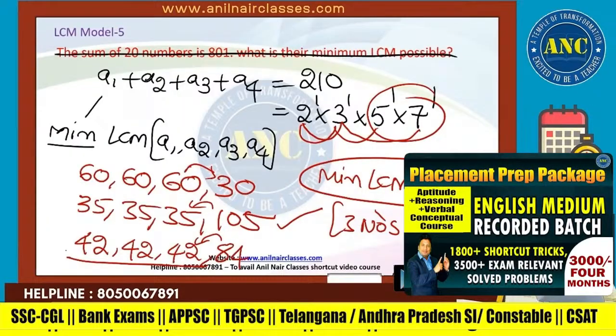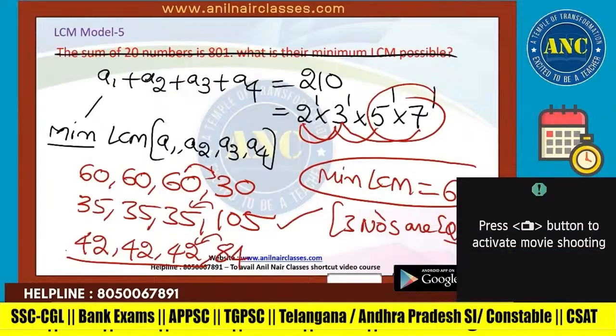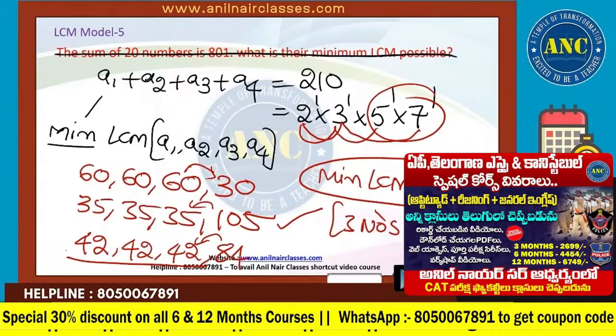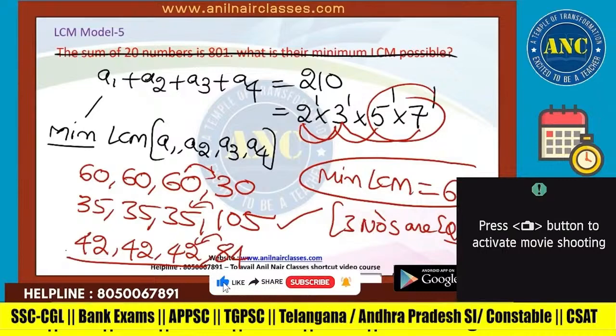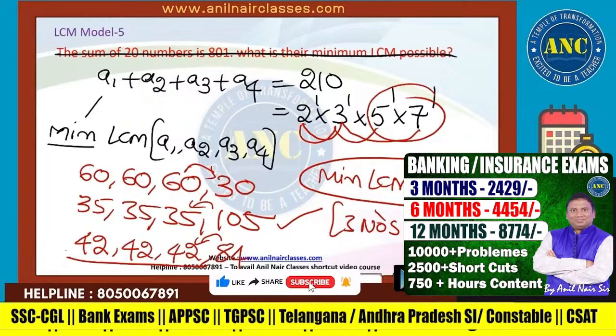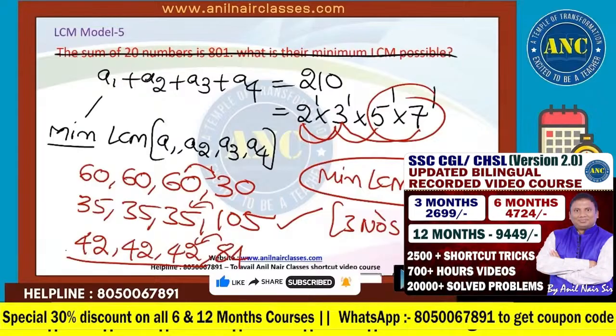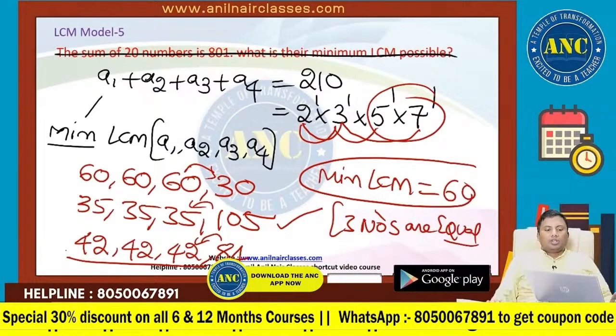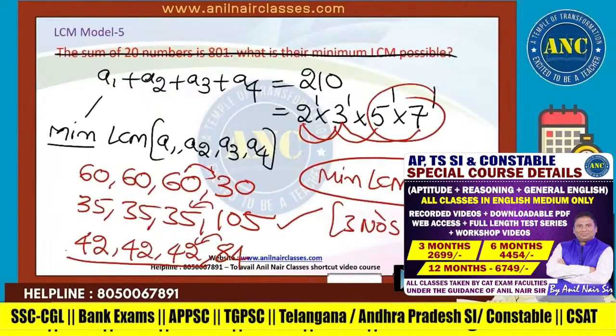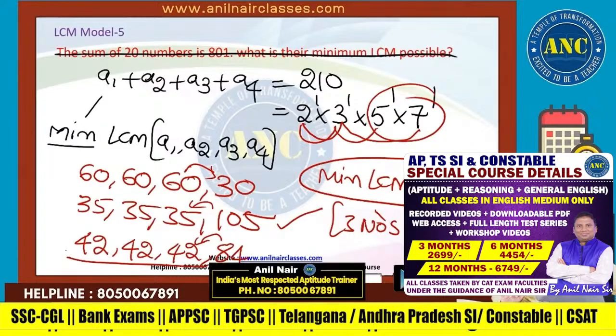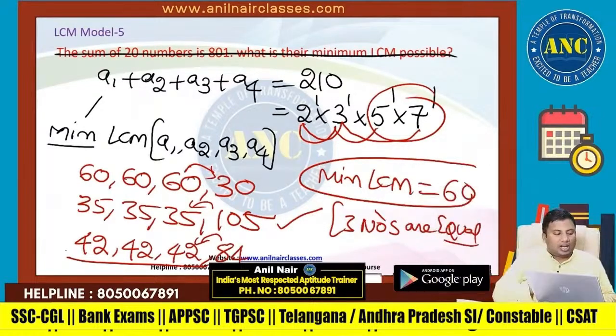Which 3 numbers should I make equal? From the factorization of 210, I will get the answer. 7 5s are 35. Give 35, 35, 35, remaining 105 to A4. Give 42, 42, 42, remaining 84. Give 60, 60, 60, remaining 30. So minimum LCM is 60. Please put a star mark on this question.